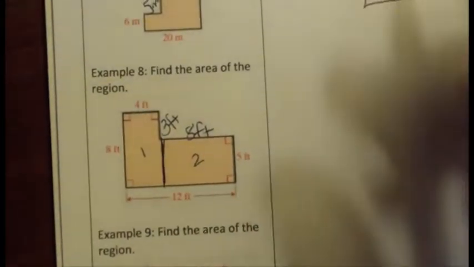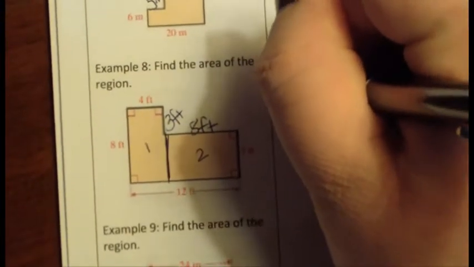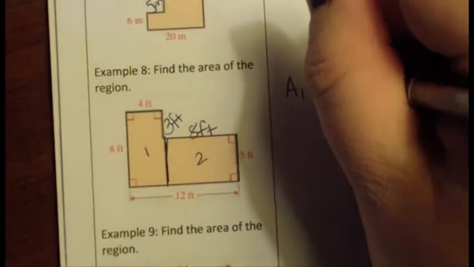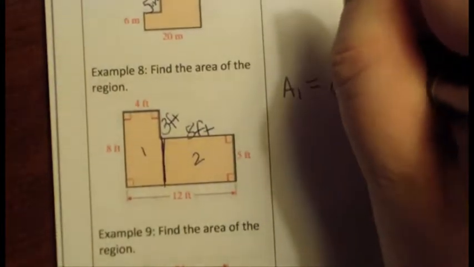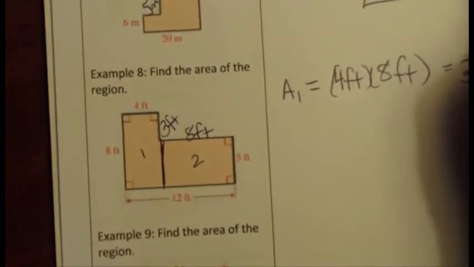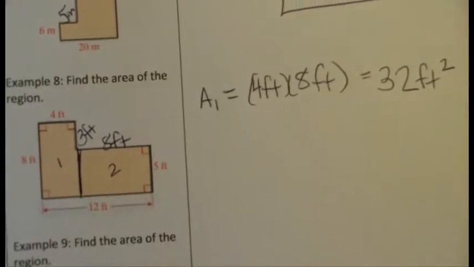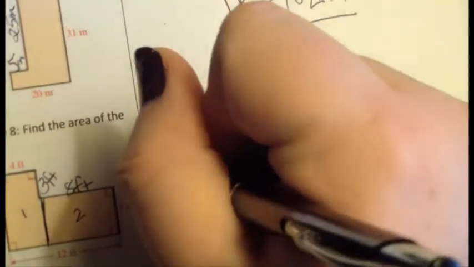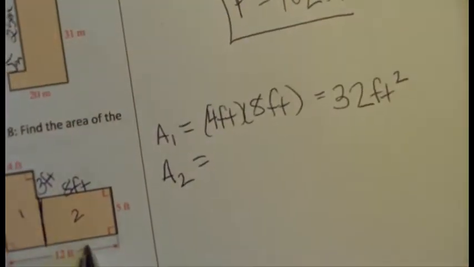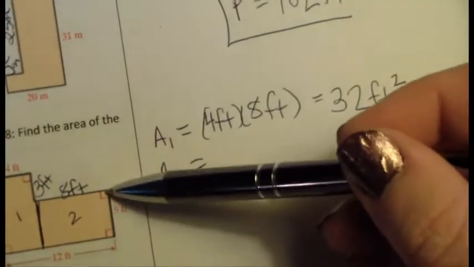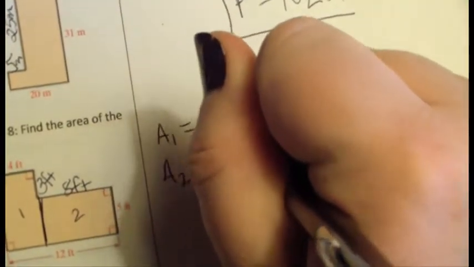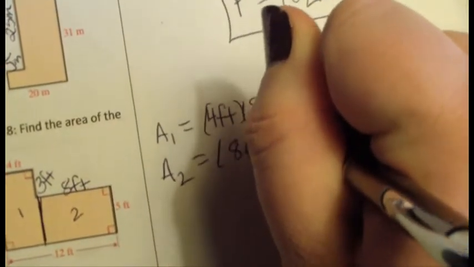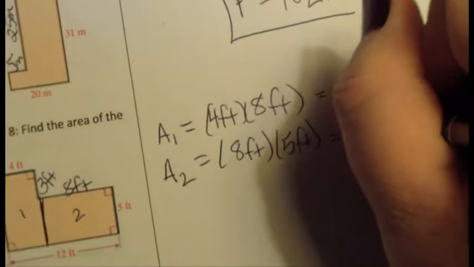So I'm going to start by finding the area of rectangle 1. So for area of rectangle 1, base times height, so 4 feet times 8 feet. And 4 times 8 is 32 feet squared. Since we're talking about area, our units are squared because we got feet times feet, so feet squared. All right, so the area of rectangle 2, we've got a base of 8, height of 5. So 8 feet times 5 feet is 40 feet squared.